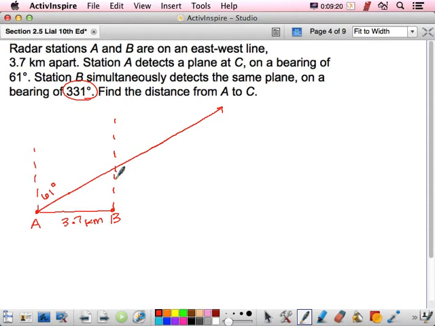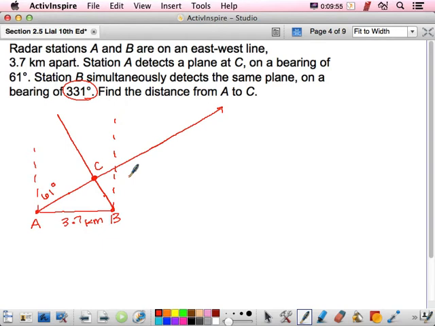So this would be 90, this would be 180, this would be 270. So 331 is about there. And then I draw a vector there. Do you see where the two vectors hit? What is right there? C. What is C? That's the airplane. So that airplane is right there. So now I know it takes two different points of reference to get there, but now I know where that airplane is. It's between them, about right there.